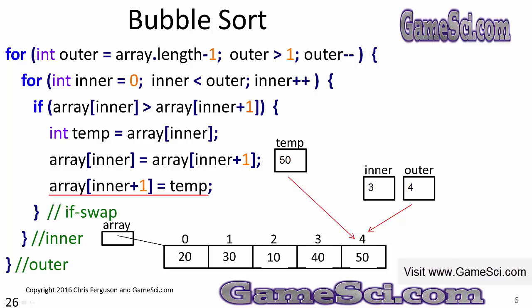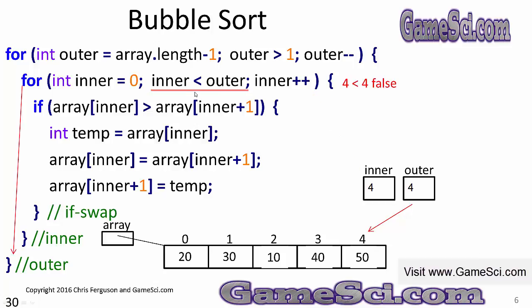When we're done with the if statement, we'll go to the end of the inner for loop. When we're at the end of the inner for loop, we pop back up and do it again because that's what for loops do. Inner plus plus will take us to 4. That's interesting. Now when we look at inner less than outer, that is a false statement. We reach the end of the line. After one pass through this array, 50, our largest number, is in our outer or target position. We don't need to go any farther. It's time to exit this for loop.